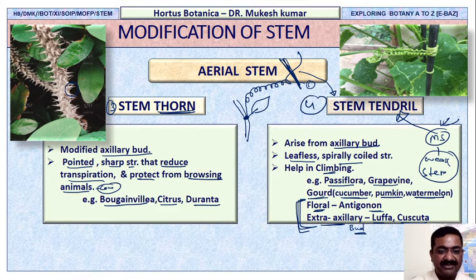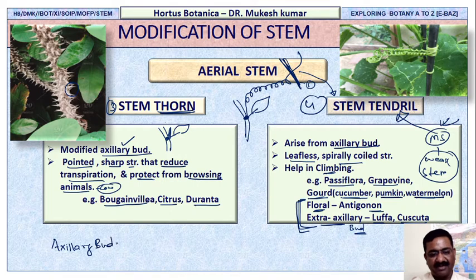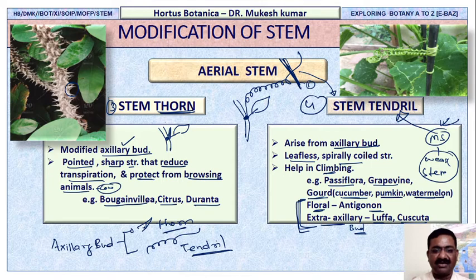One thing also: the thorn arises from the bud. Mind well, see, this is the node, this is the leaf, and this is the bud. The bud becomes this pointed structure. So what are you finding? We have only the axillary bud, and depending upon its requirement, it either becomes a pointed structure and forms a thorn, or becomes a coiled structure and forms a tendril. So generally, tendril as well as thorn are modified buds.